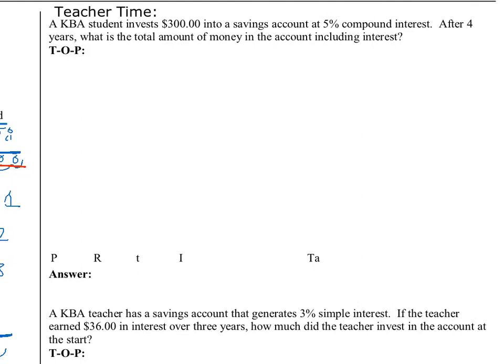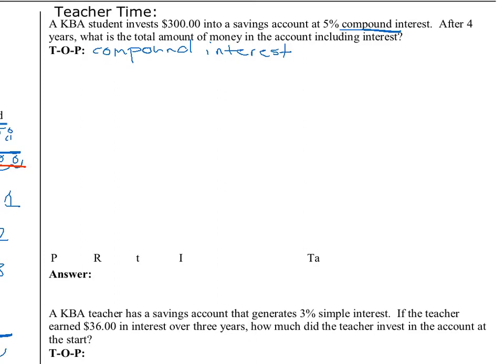It says a student invests $300 into a savings account at 5% compound interest. Compound interest. So one thing that is going to be most common on your test tomorrow and on the CST is that they will throw a compound interest problem in there. If you don't read the word compound because you don't read the problem carefully and you just immediately start throwing answers and work on the paper, you're going to miss the problem completely. If you solve a compound interest problem using the simple interest method, you will earn 0 credit.